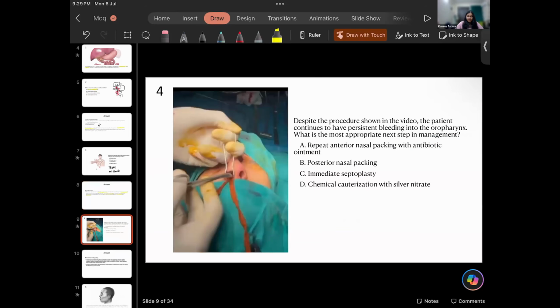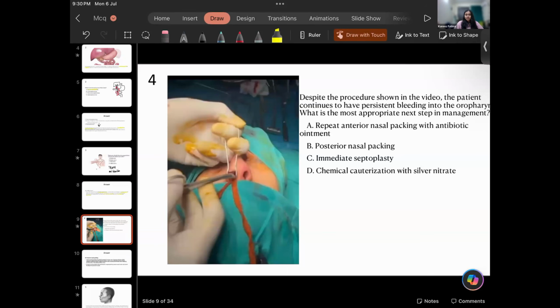Now we move on to the next question. Despite the procedure shown in the video, the patient continues to have persistent bleeding into the oropharynx. So what is the most appropriate next step in the management? We will go through the video and we will see what procedure is being performed.